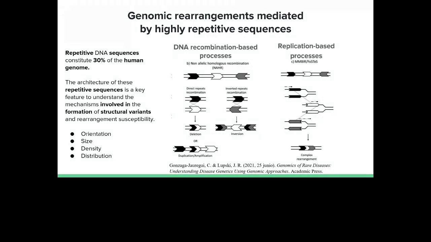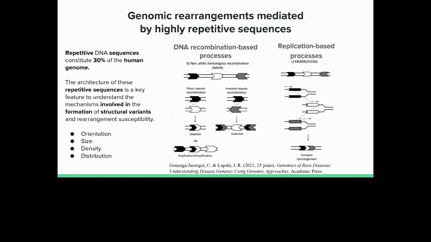As well, we can also identify if the formation of new structural variants is through a DNA recombination mechanism, like non-allelic homologous recombination, where the recombination acts on substrates with a homology around 95% and a size between 5 to 10 kilobases. And based on the orientation of these repeats, we can have two different outputs.